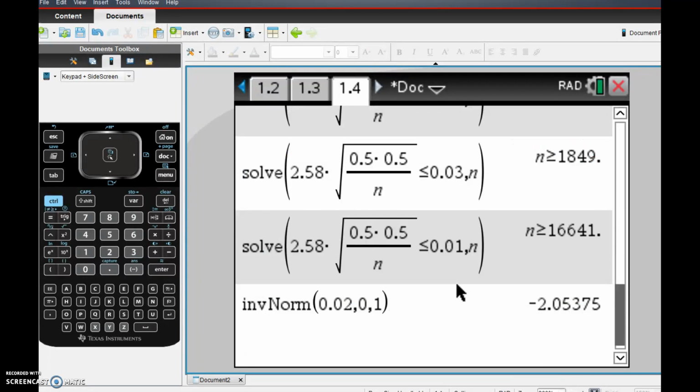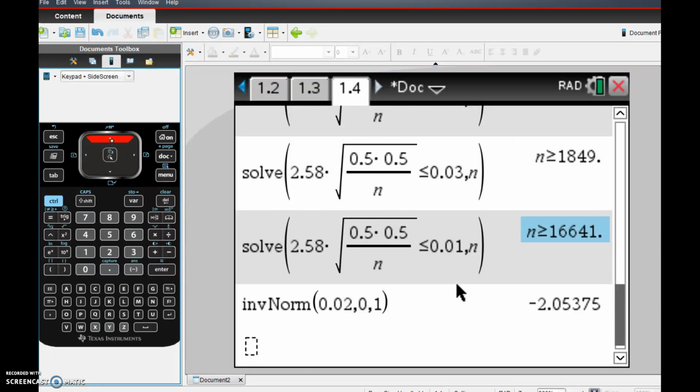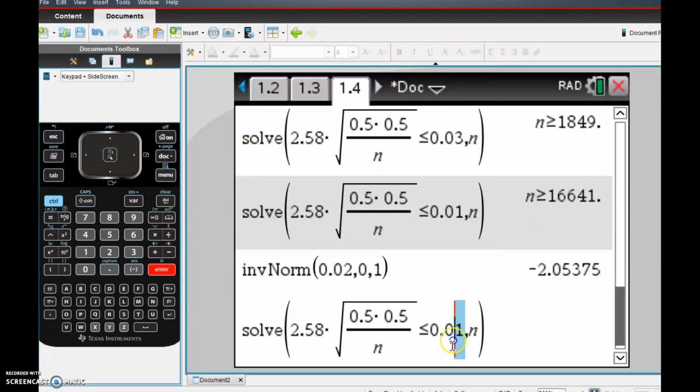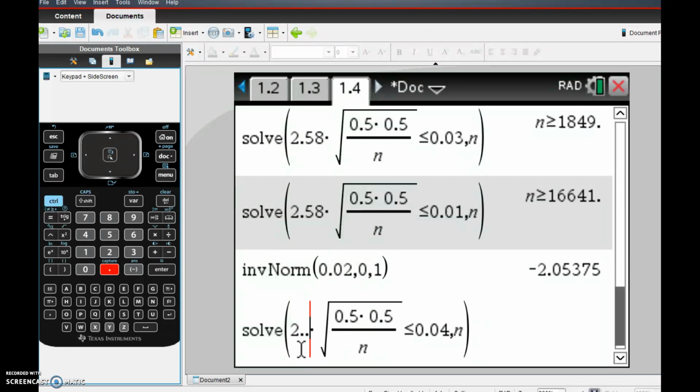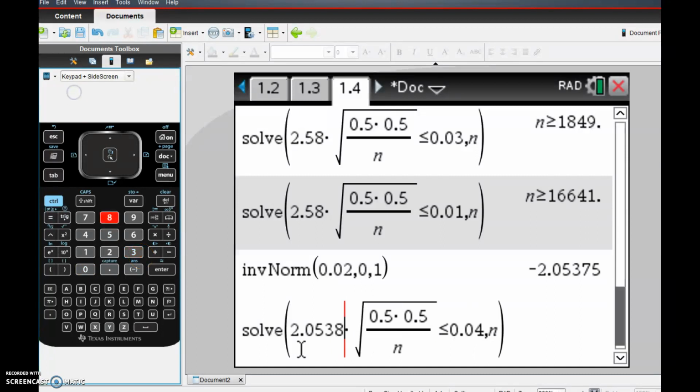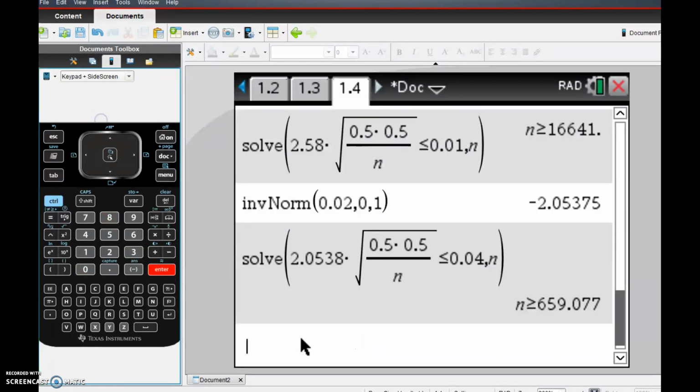So let's just edit. I'm not going to type it all in again. I'm just going to grab the one from before. I want a 4% margin of error. And I want to put in 2.05. I'm going to go a little more accurate. 0.0538. Give me a little more accuracy.